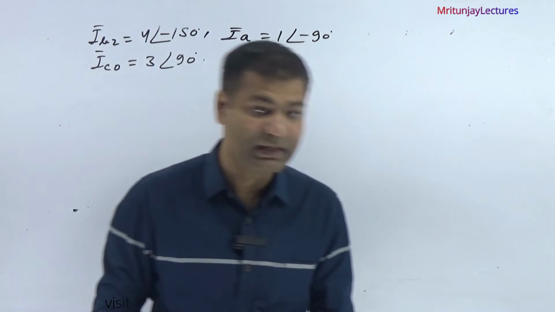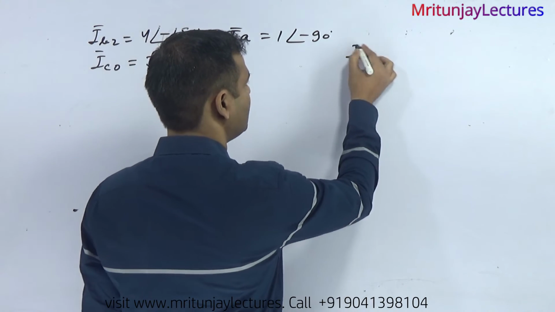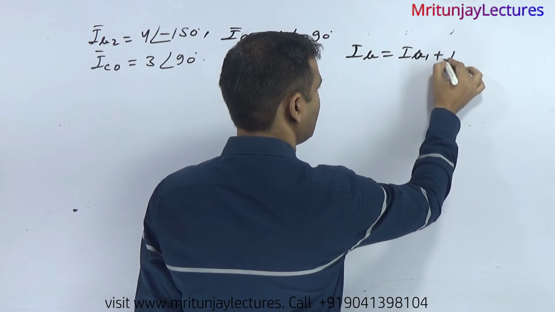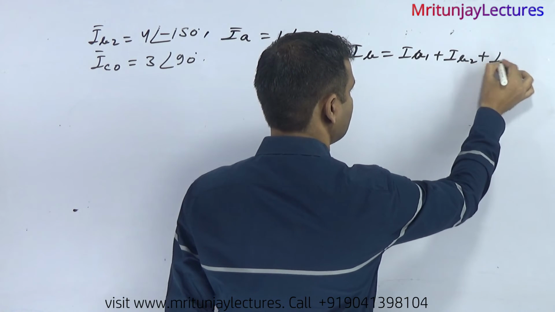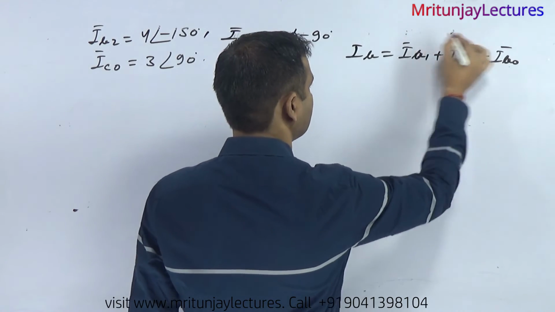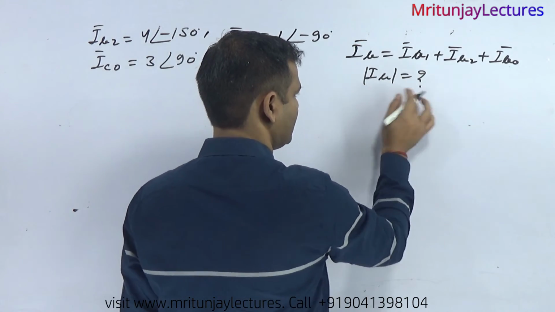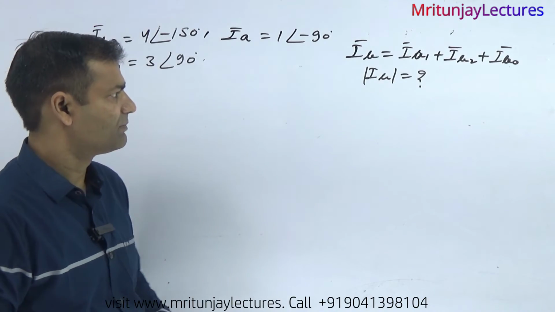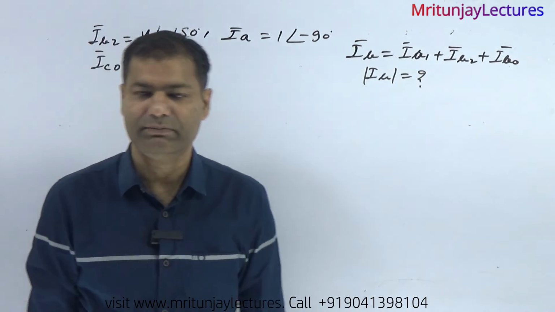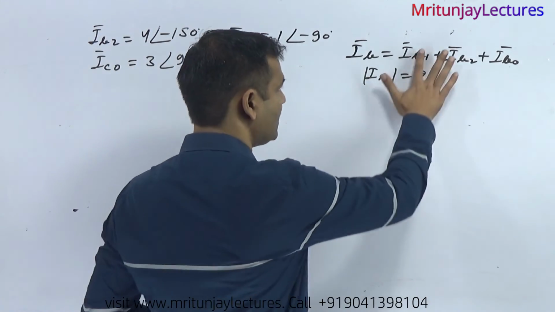Our motto is to determine the IB current. First of all, determine IB1, IB2 and IB0. IB is the phasor sum of IB1, IB2 and IB0. So how can we determine these?